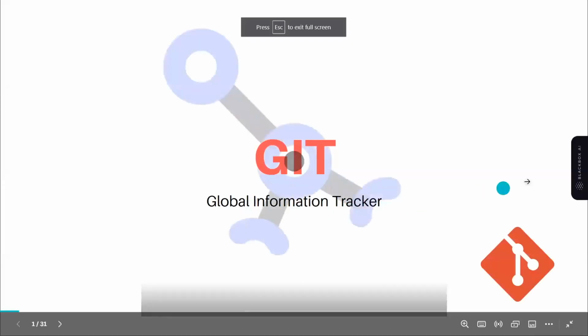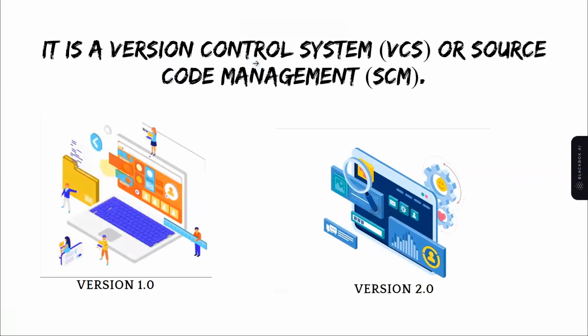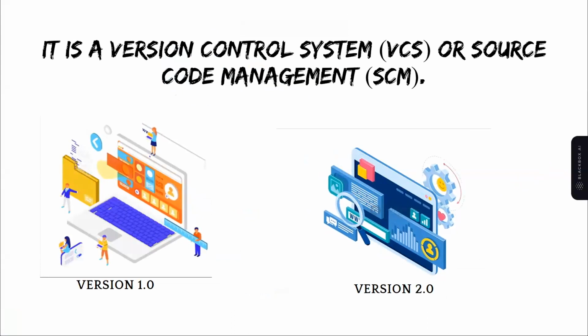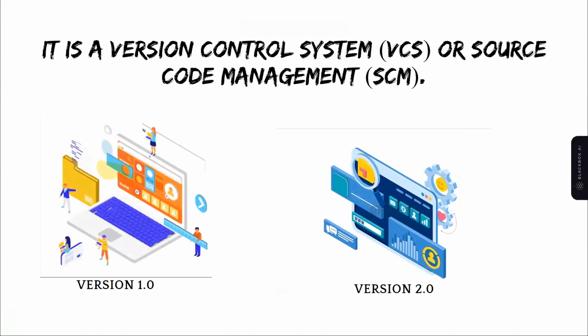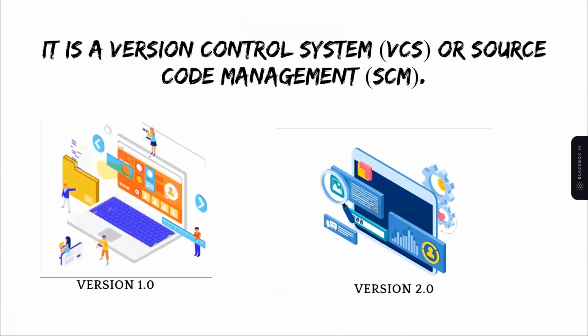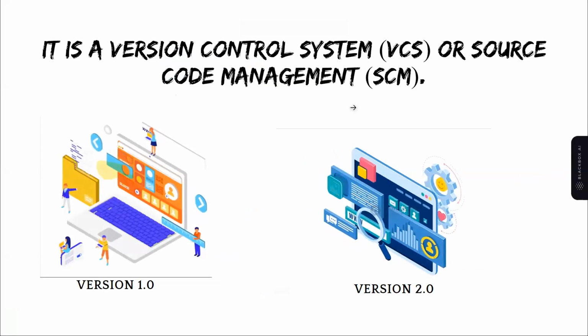Sir, Git full form is Global Information Tracker. It is also called a version control system, or you can call it source code management. What is the meaning of version control system? To store the source code of each version separately.